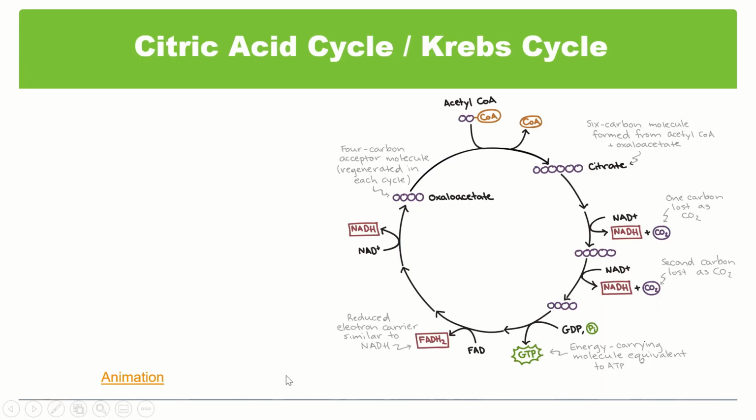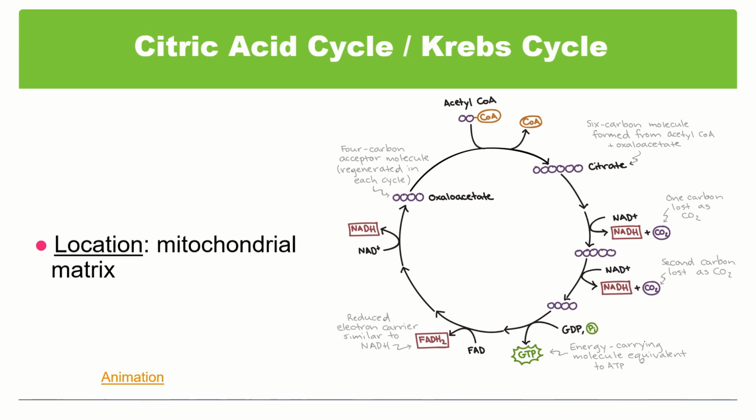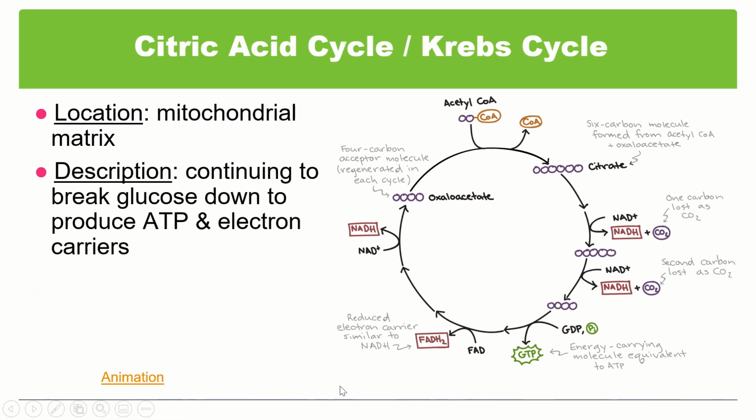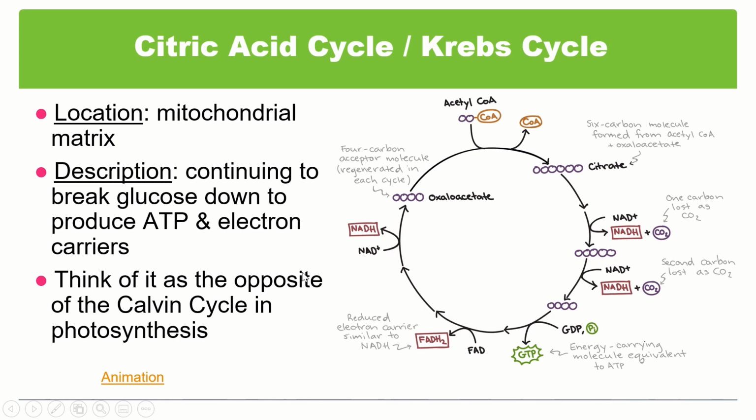Okay. So the Krebs cycle, also called the citric acid cycle, because that is the first molecule formed. This occurs in the mitochondrial matrix, as we saw in the last picture. And you're just going to continue to break down the glucose to produce ATP and a lot of electron carriers. In a way, you can think of it as the opposite of the Calvin cycle in photosynthesis, because instead of adding in CO2, you are pulling off CO2. Instead of adding in electron carriers and ATP, you're getting electron carriers and ATP out of this process.